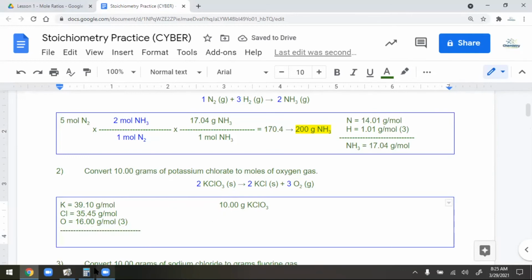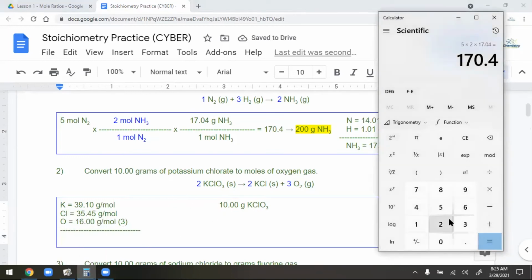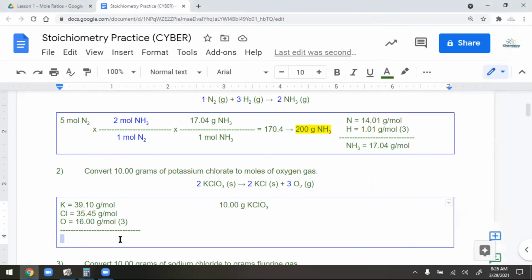So we're going to type this into our calculator. So we have 39.10 plus 35.45 plus 16 times 3, which is 48. So we wind up with a final answer of 122.55. That has units of grams per mole. So now we're ready to set up our equations.